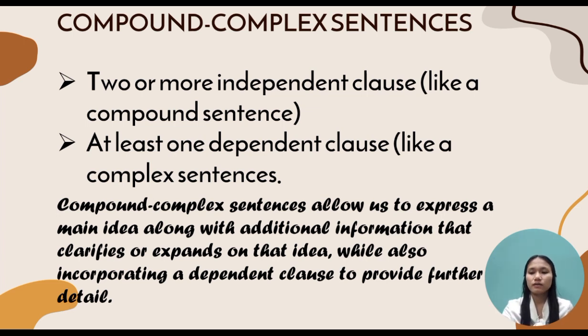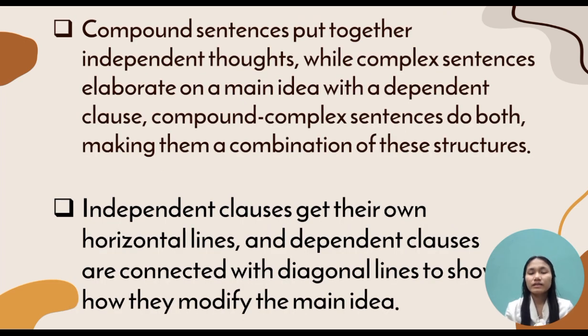When we say compound sentences, we are going to put together independent thoughts. While complex sentences elaborate on a main idea with a dependent clause, compound-complex sentences do both, making them a combination of these structures. Independent clauses get their own horizontal lines, and dependent clauses are connected with diagonal lines to show how they modify the main idea.